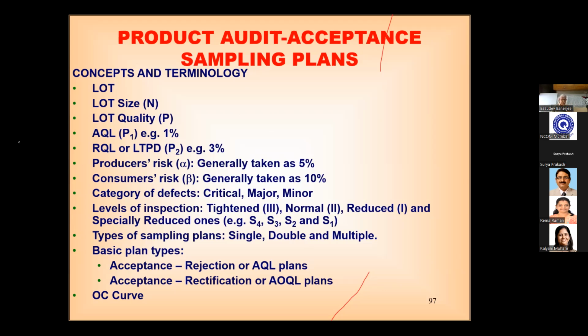Sir, LTPD. What is LTPD? Lot tolerance percent defective. It is the difference between the higher and the lower range. Earlier books used to call them LTPD. Now they call it RQL, rejectable quality level.